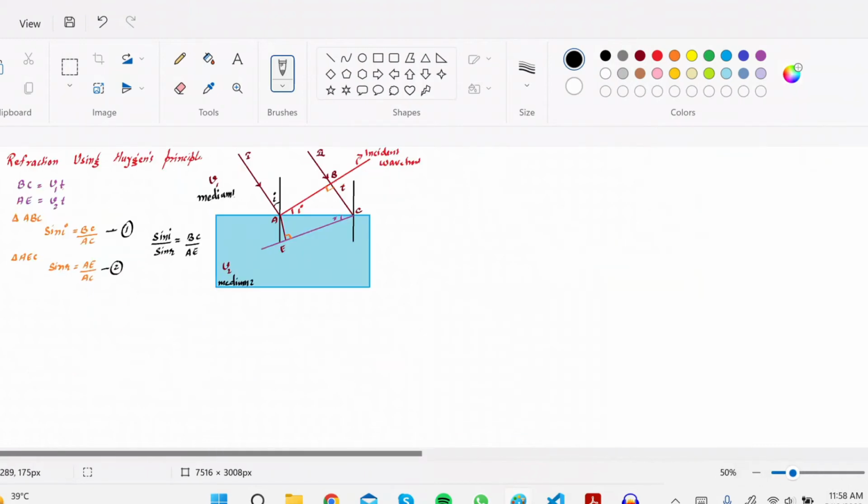What is BC? Just now we have done it. BC here is V1t. So let's write here sine I upon sine R equals V1t over V2t. And t cancels, so we are left with V1 upon V2. And V1 upon V2, the ratio of velocities of light in the two media, is nothing but the refractive index. So hence we have proved that our refractive index mu is sin I over sin R. That is our Snell's law. This was our refraction using Huygens principle.